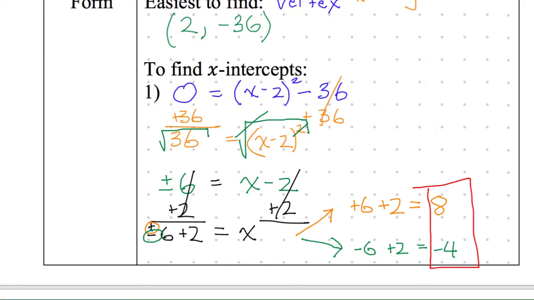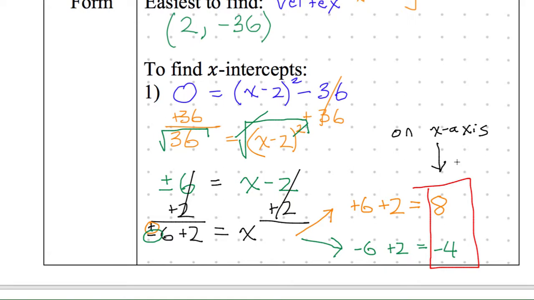And I'll just make that note here, just in case anyone wants to refer to this for tomorrow's notes. These will be on the x-axis, which means the y-coordinate is 0. So it's 8, 0 and -4, 0.